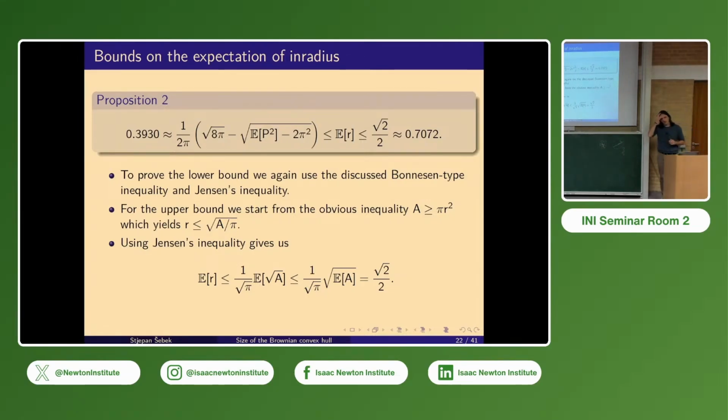Then, because these were very simple observations, we wanted to switch to this different question, and this is: how long do we have to wait until our convex hull attains a particular size? What is the expected time until our Brownian convex hull reaches perimeter 1 or area 1 or diameter 1, circumradius or inradius 1?